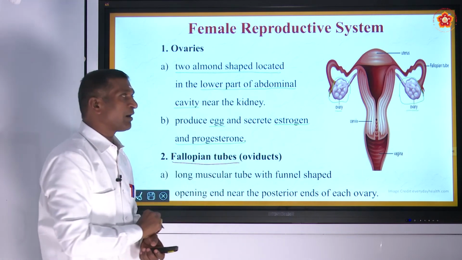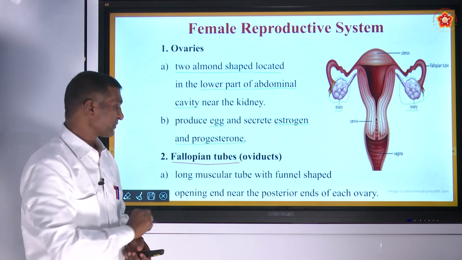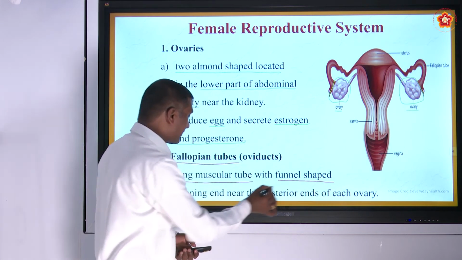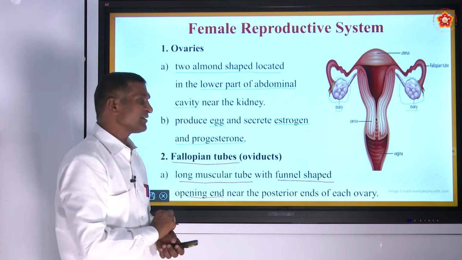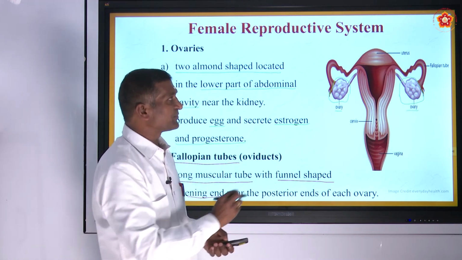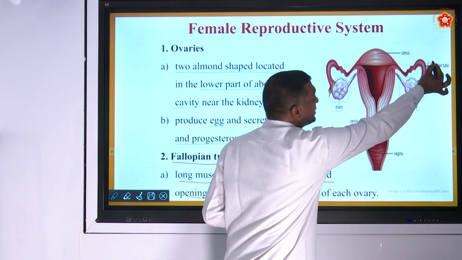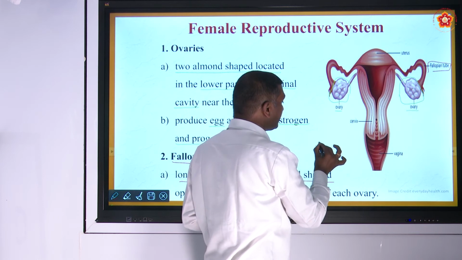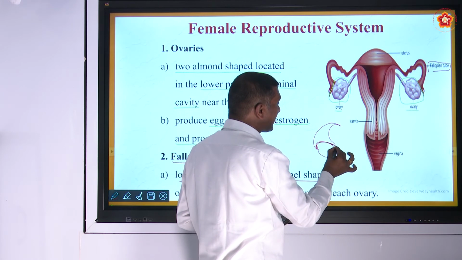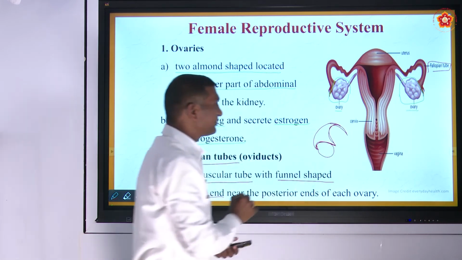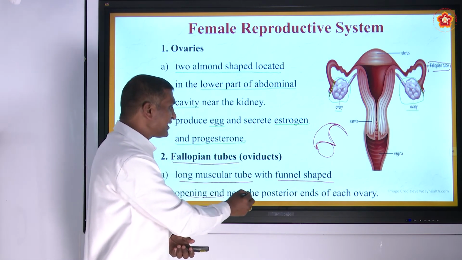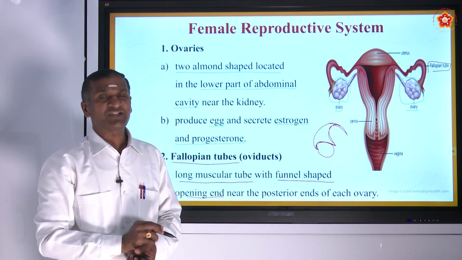Fallopian tubes or oviducts are long muscular tubes with a funnel shaped opening end near the posterior ends of each ovary. So, you can observe here the fallopian tubes. These are funnel shaped. If I want to draw a picture here, you can see the ovary and it has a funnel shape, which are long tubes that end near the posterior ends of each ovary.